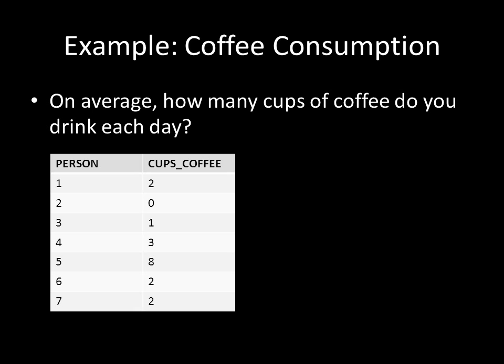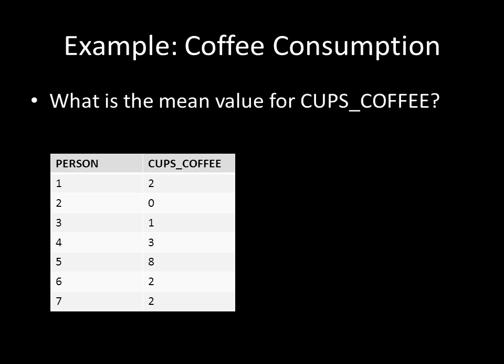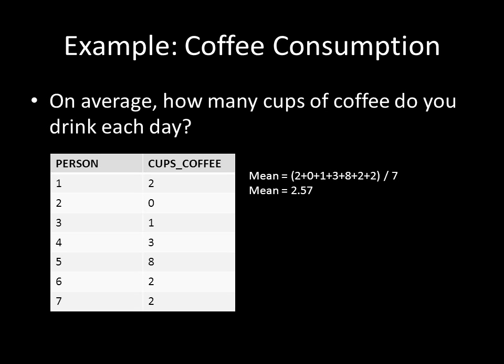In this case, we're going to use measures of central tendency to see if we can identify the center point within these values on this variable, cups of coffee. So what is the mean value for cups of coffee? To calculate it, we'll add each of the values for the cups of coffee variable and divide by the total number of values. There were 7 values. The mean of these 7 values was 2.57. That means the average number of cups of coffee drank by persons in the sample was 2.57, about 2.5 cups of coffee.